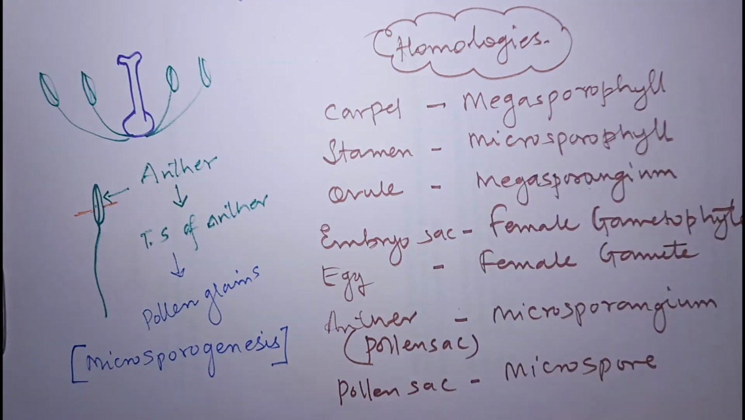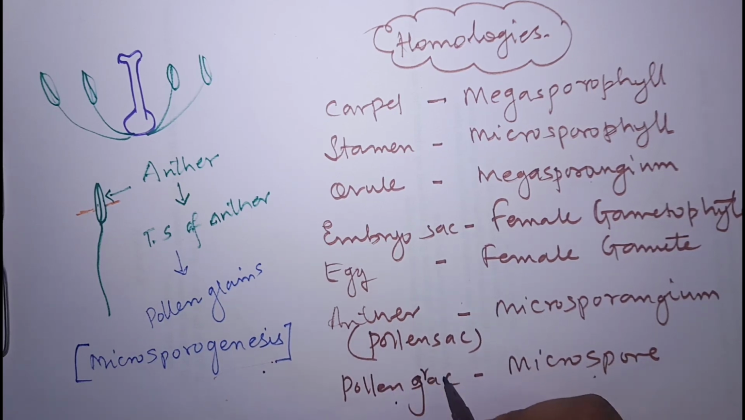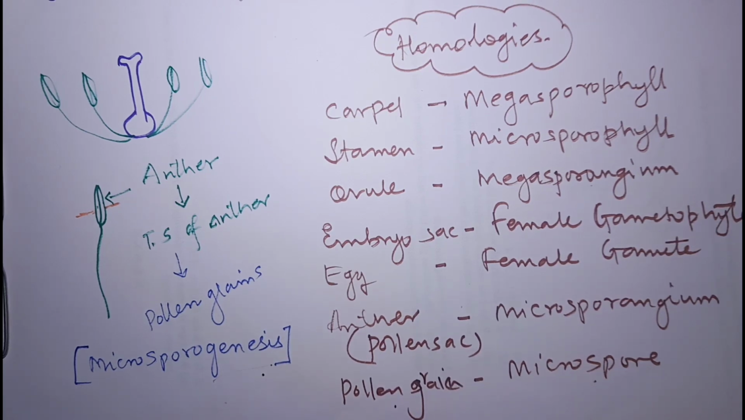If you find your microspore, it is here. Genesis means production. Whenever this term comes, like spermatogenesis or gametogenesis, genesis means production. Now here what is being produced? Microspores are produced, right? Microspores means pollen grain, right? I wrote pollen sac, it's pollen grain. So pollen grains are produced. This process is called microsporogenesis, right? Now let us first understand the structure of microsporangium.